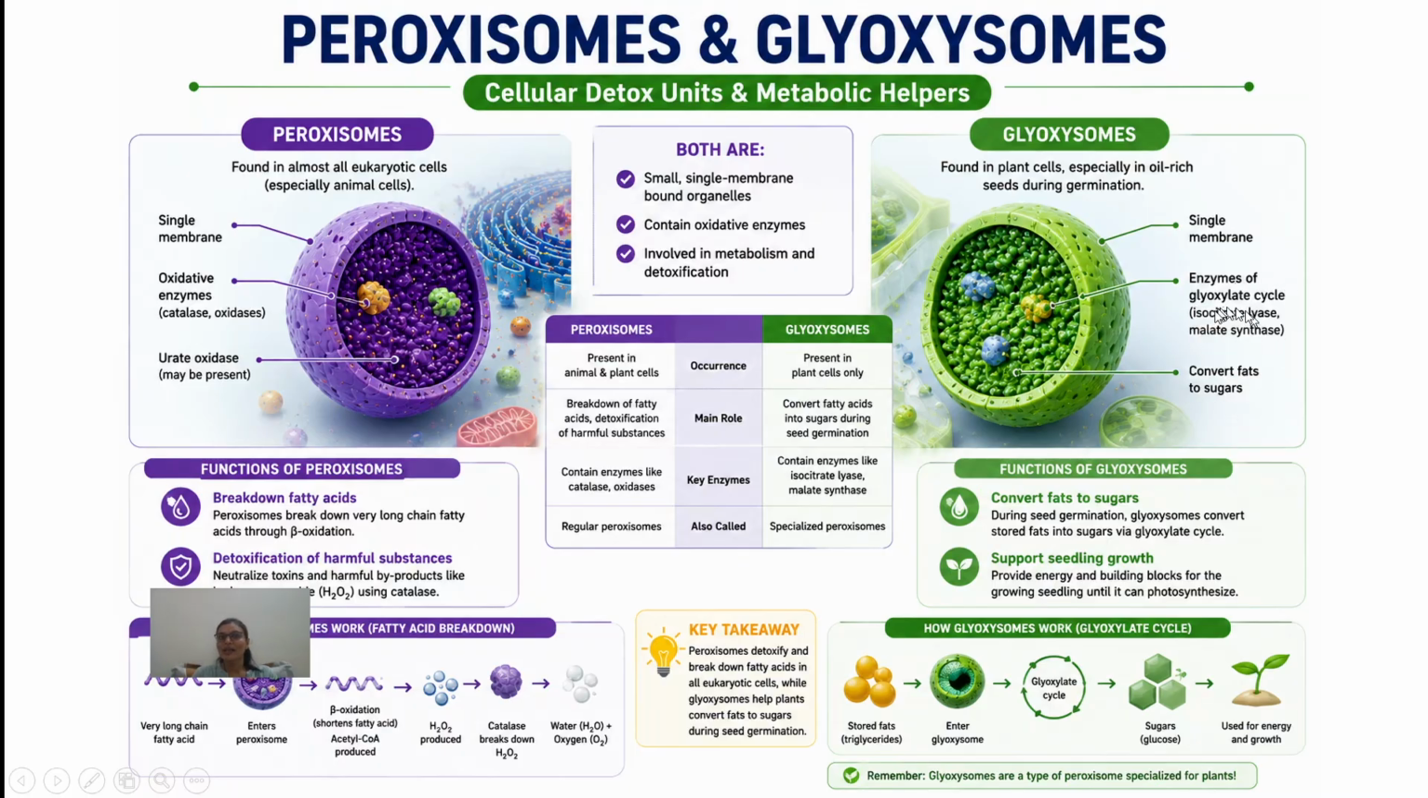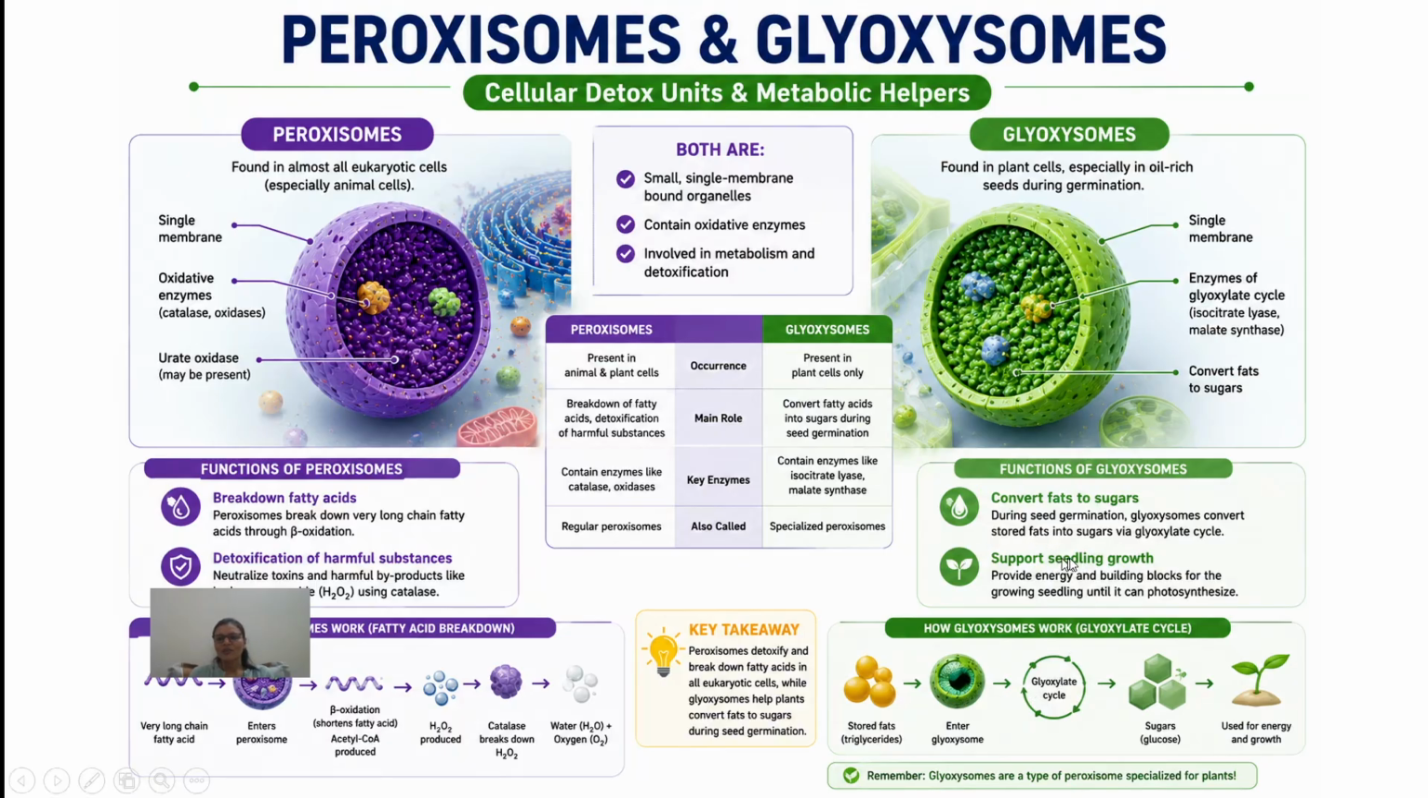So what happens in the glyoxylate cycle? Fat is converted into sugar, right? This converts fat to sugar in the plant during seed germination, using the enzymes isocitrate lyase and malate synthase we already discussed. They play a very important role in the glyoxylate cycle. It may be asked in a competitive exam which organelle is involved in the glyoxylate cycle. So the glyoxisome is involved in the glyoxylate cycle.